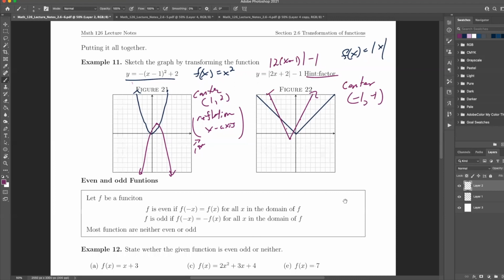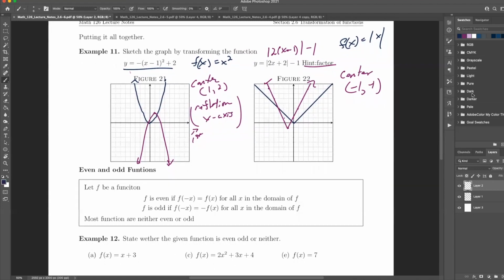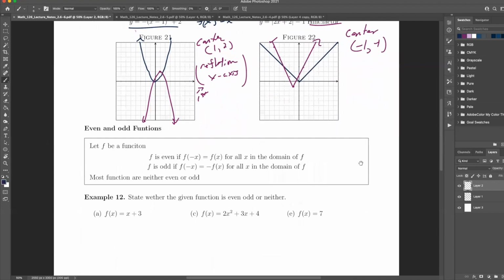And so here we moved and shifted and did everything. And so when we reflect across the x-axis, you either do this first and then move it around, or you reflect it across the center point. Either way works. All right, so let's just talk about even and odd functions real quick, and that'll be the end of the section. I guess it is kind of a long section.